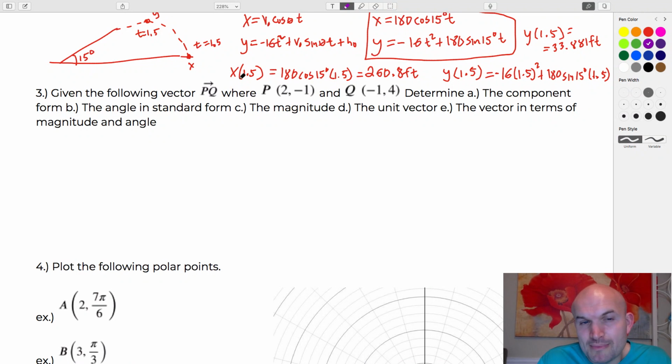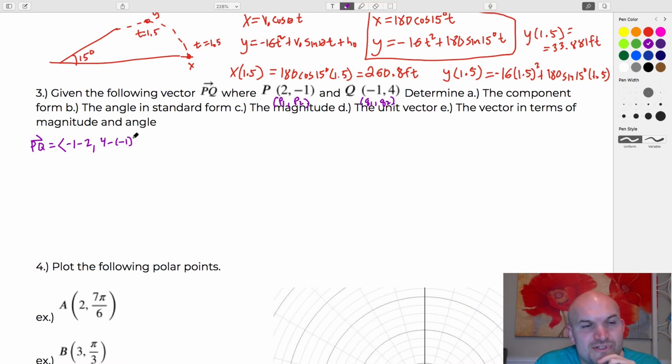All right, so remember, when we're looking at a vector, we can refer to it by its components, like P1, P2, and Q1, Q2. You don't need to understand them that way, but when writing the component form of PQ, using correct notation, it's basically going to be the first components, Q1 minus P1. So that's negative 1 minus 2, and then Q2 minus P2, so that's 4 minus a negative 1.